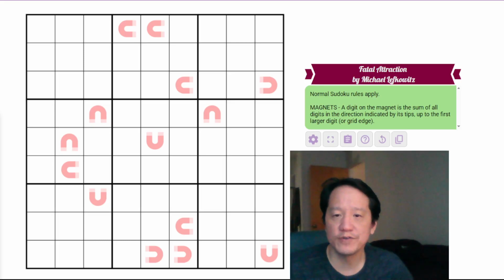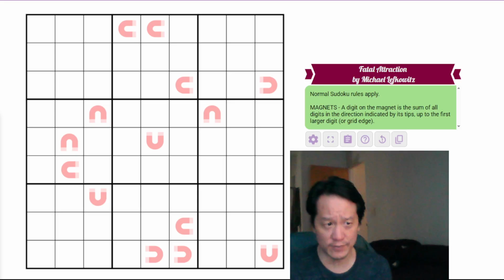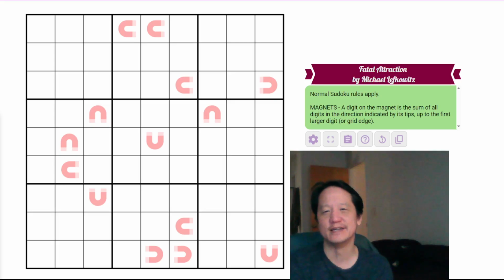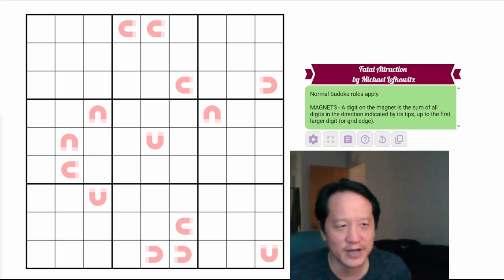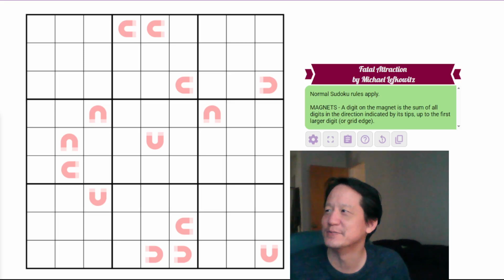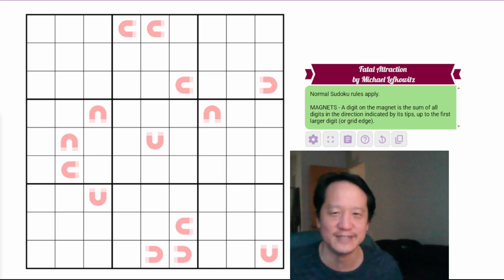Today's puzzle is called Fatal Attraction by Michael Lefkowitz, and this is, I think, a reference to the movie which came out when I was a kid, starring, I think, Michael Douglas and Glenn Close. I've never actually seen the whole movie. I've seen snippets of it, but I remember there was a brouhaha, basically some sexual thing going on. So I never saw it as a kid, and I never felt the need to see it as an adult either. But maybe that's wrong. Maybe I should go see it sometime.